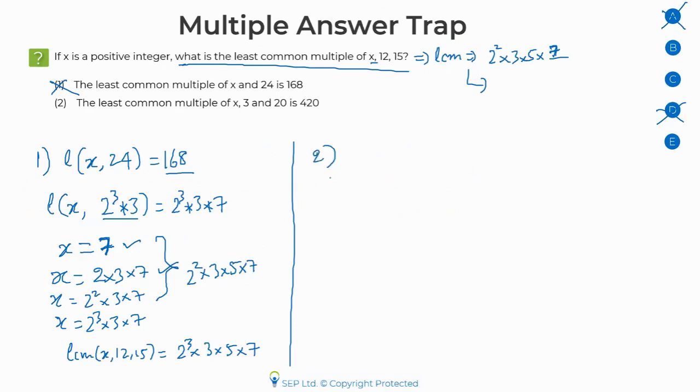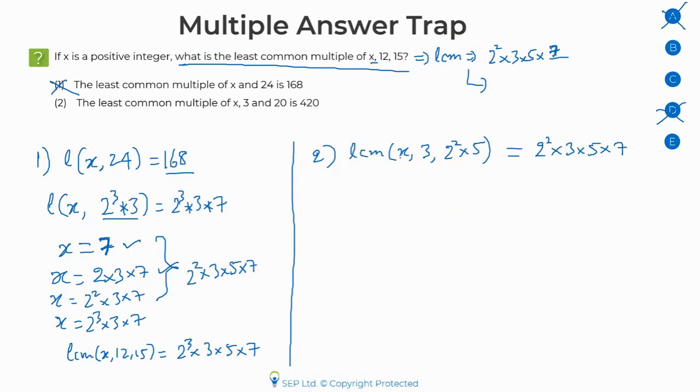Second statement alone. You're saying the LCM of X, 3 and 20, where 20 is 2 square into 5, is 420. So if you prime factorize 420, it will be 2 square into 3 into 5 into 7.